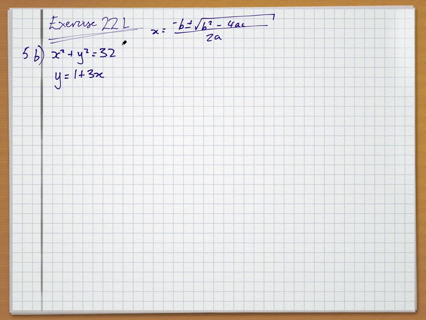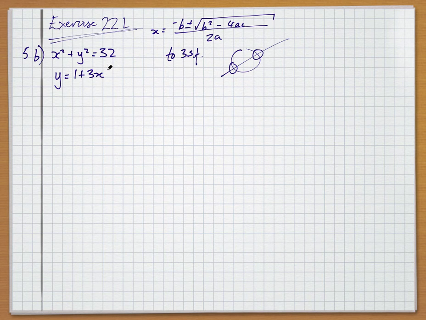So in 5b, again, we've got an equation of a circle and we've got an equation of a straight line. So they're going to look like that. They're going to cross in two places, so we need to solve both solutions. And we also have been told that it's correct to 3 significant figures, which means that we're going to have to use the formula. We're not going to be able to factorize.